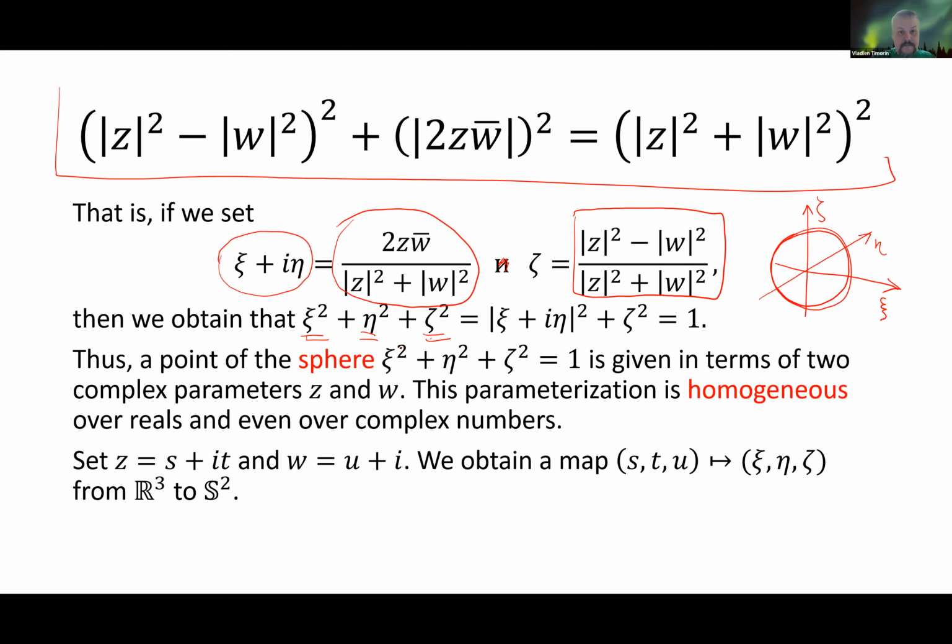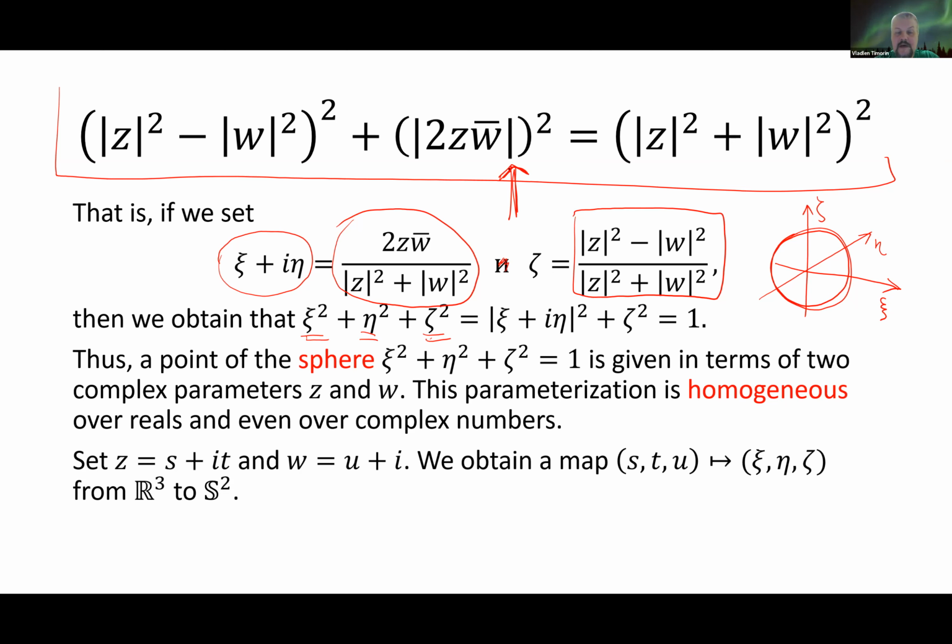And this is immediate from the formula we already had. Because after we multiply by the common denominator, we get exactly the same formula. So what we get is that a point of the sphere is represented by two complex parameters.